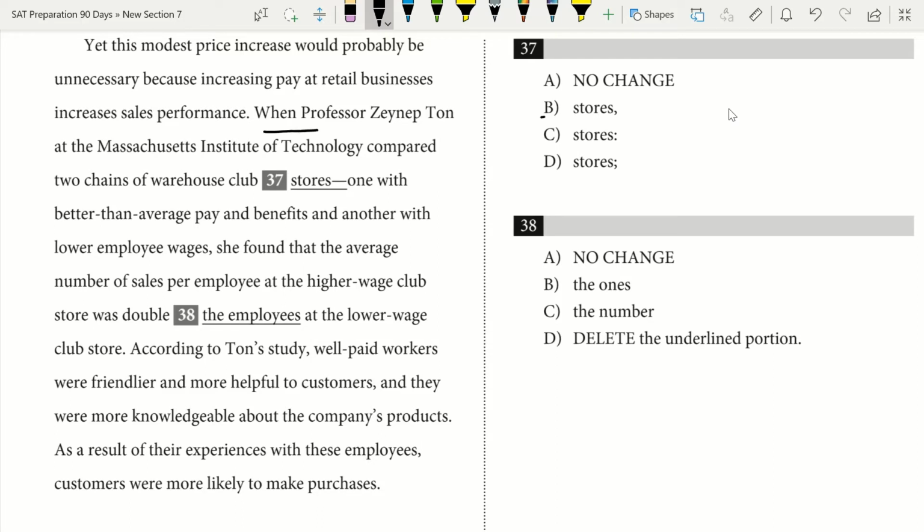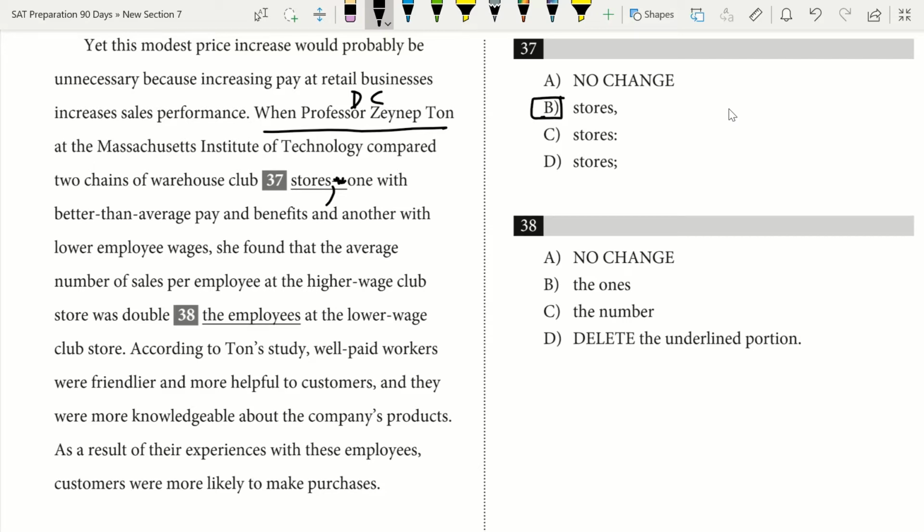So we've got, when Professor Zeynep Tan at the Massachusetts Institute of Technology compared two chains of warehouse club stores, there has to be a comma after here. How do I know that? Well, I know that because this is an introductory dependent clause. So we have a dependent clause right at the beginning of our sentence. If we have a dependent clause beginning our sentence, what we know is we have to have a comma after the last part of that dependent clause. Now the last part of that dependent clause is the word stores, therefore our answer for 37 has to be B because we need a comma after the last part of our dependent clause.